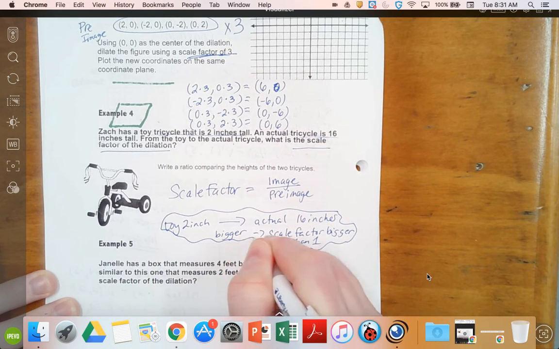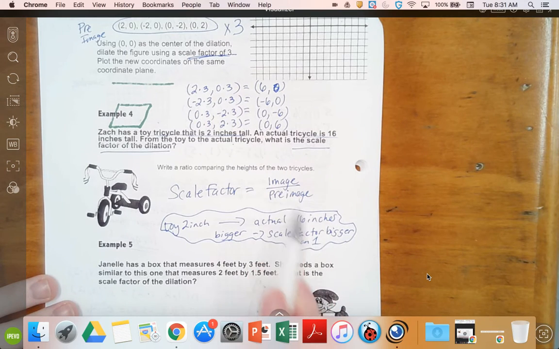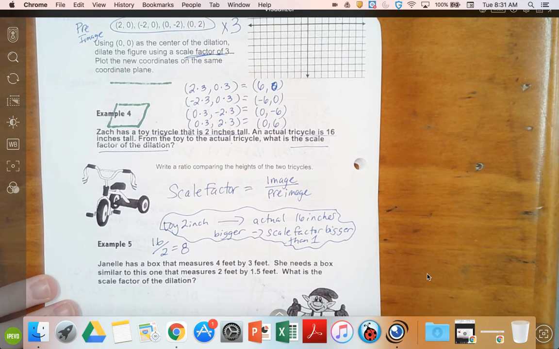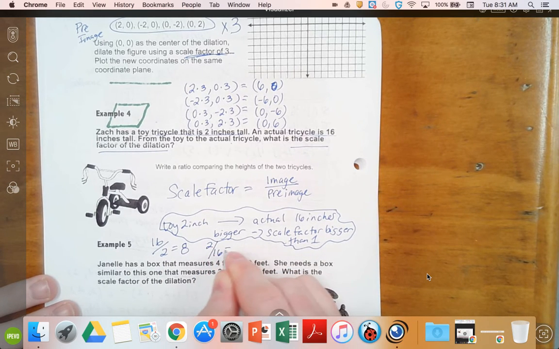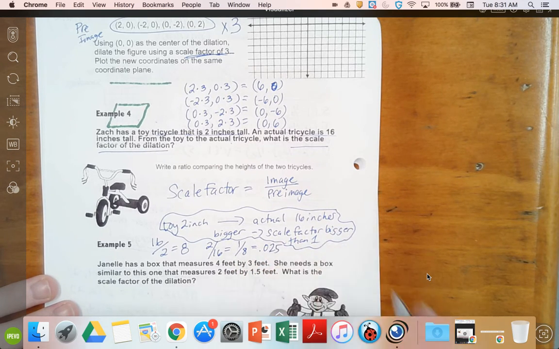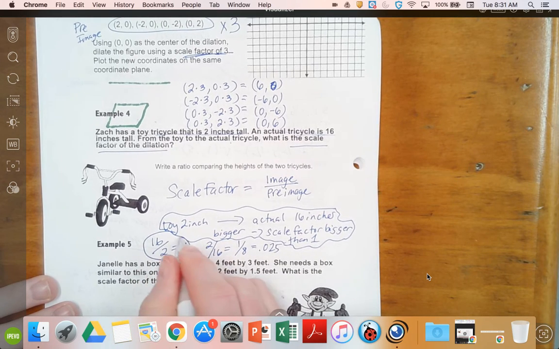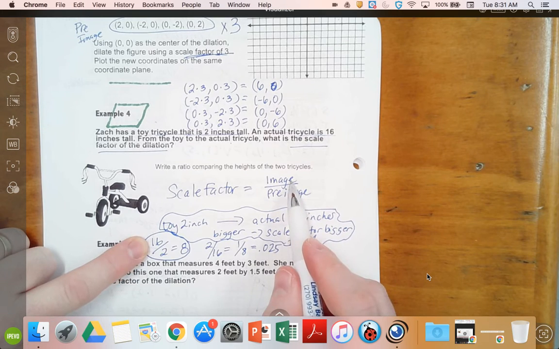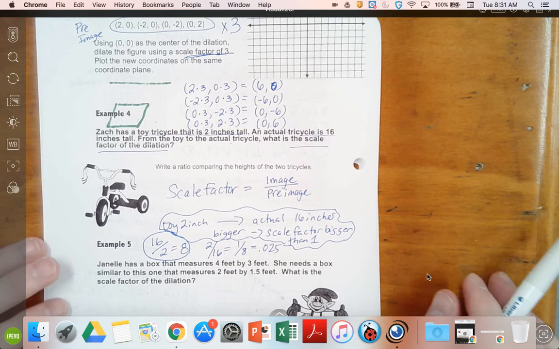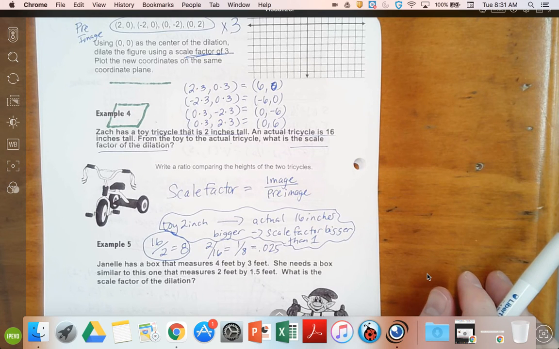Okay. So what I do is I take these two numbers and I'm going to say, all right, 16 divided by 2 gives me 8, or 2 over 16, which gives me 1 over 8, which is like 0.025, something like that. We know that our scale factor has to be bigger than 1 because we're going from 2 to 16. So my answer here is 8. So there it is. I went 16 divided by 2. I know that my scale factor is 8. My toy is 8 times smaller, or my bicycle is 8 times bigger than the toy there. So my scale factor was 8.